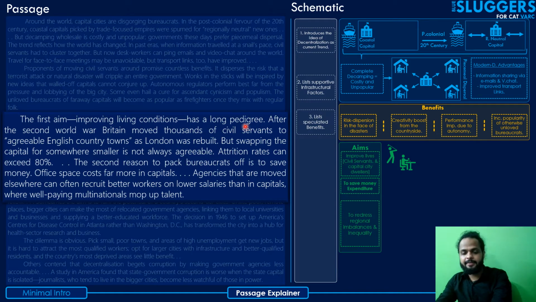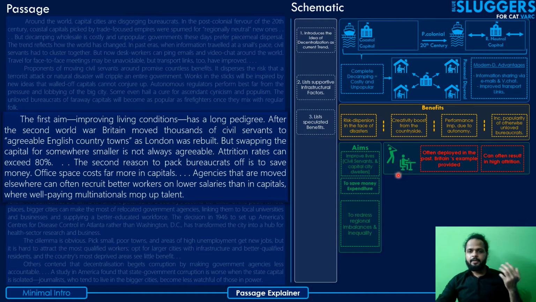So what he means by that is that with respect to the first aim, this idea has been tried many times in the past. It has a long pedigree, it has a long history behind it. Okay, after the Second World War, Britain moved thousands of civil servants to agreeable English country towns as London was rebuilt. But swapping the capital for somewhere smaller is not always agreeable. Attrition rates can exceed 80%.